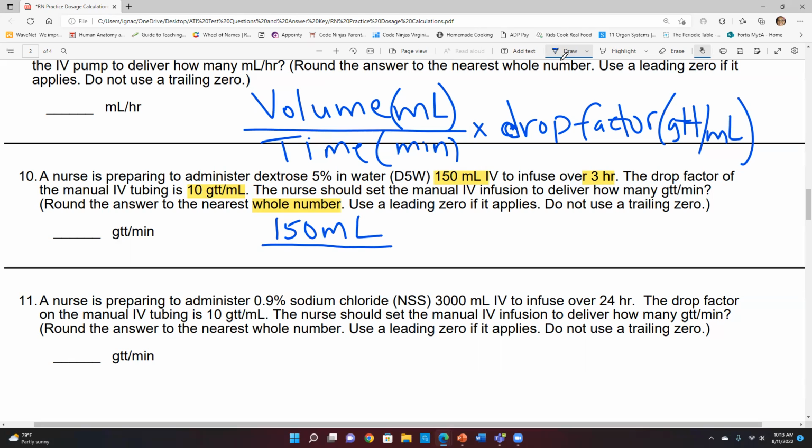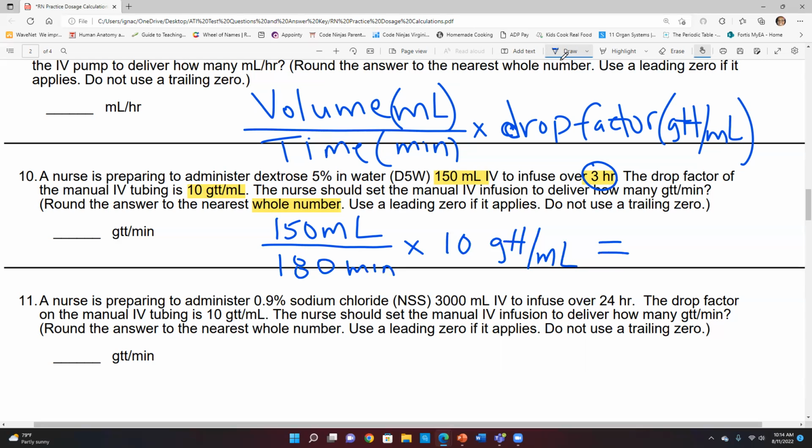Well, we can't use hours. The time has to be in minutes. So we must multiply 3 by 60. So we will multiply 3 hours by 60 because there's 60 minutes in an hour, and we will get 180 minutes, okay, times the drop factor, which is 10 GTT. GTT is the abbreviation for drops per ml.